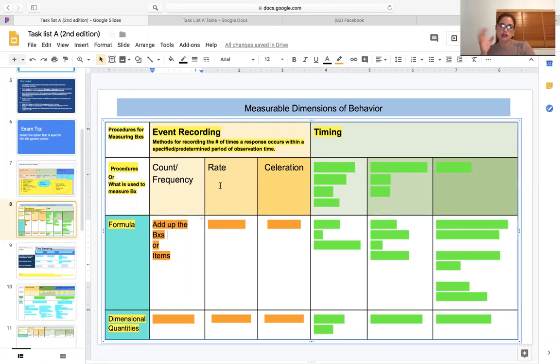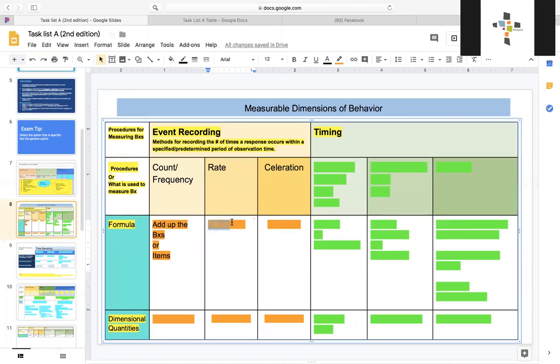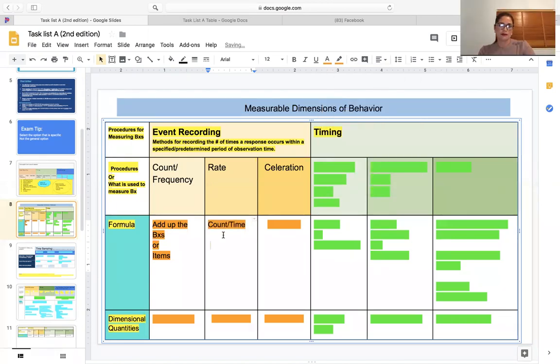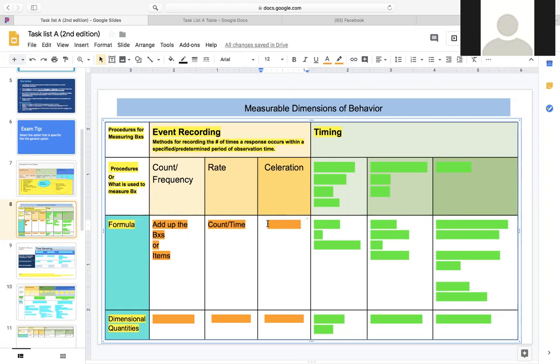Okay, so if they tell you to figure out the rate, what is the formula that you need to use? Count over time. Good job. So it's count of behavior over time, right? Yeah, just count how many times the behavior occurred over how long.